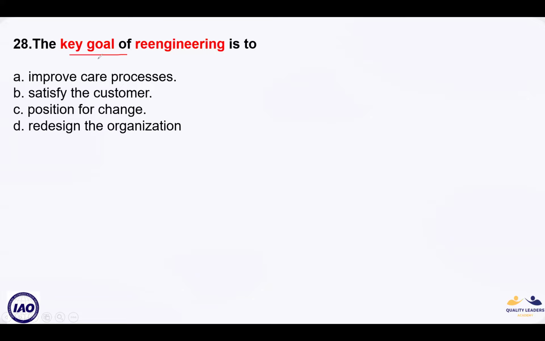Why are you going to go for reengineering? To improve the care process? No, for that, QI is sufficient. Is it to satisfy the customer? Yes, this is one of the goals we are working toward. Why do you want to change things if they're working fine? Because I need to satisfy the customer. Now, a position for change? Reengineering is a position for change? No, this is not. And then, redesign the organization. This is a means. Reengineering is redesigning, but this is a way, not the ultimate goal. The ultimate goal is satisfaction of the customer. Okay.